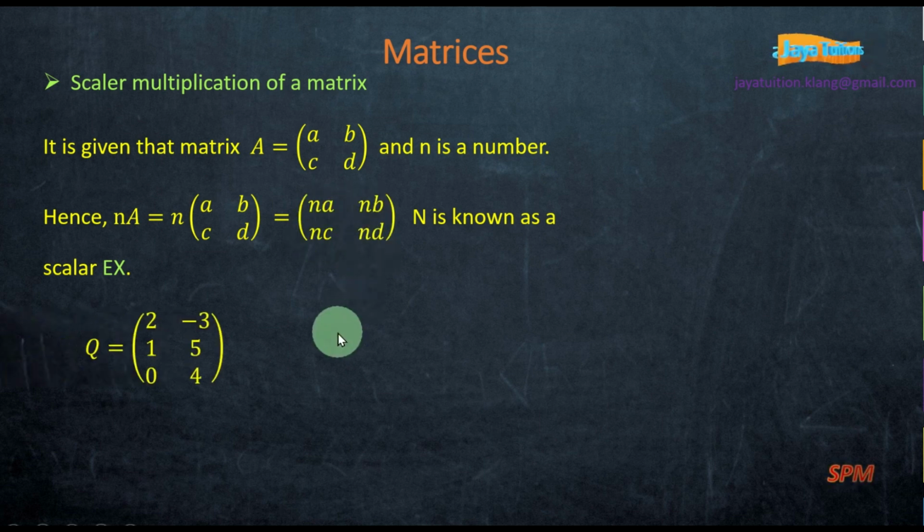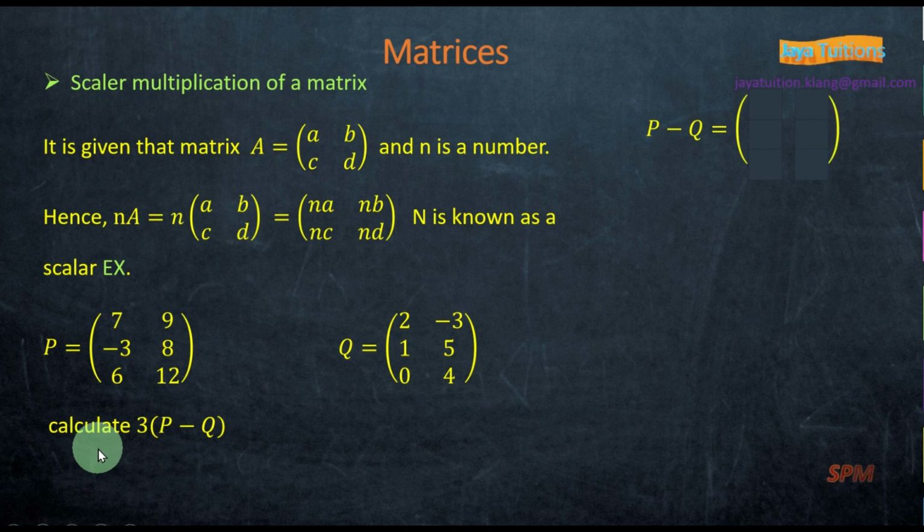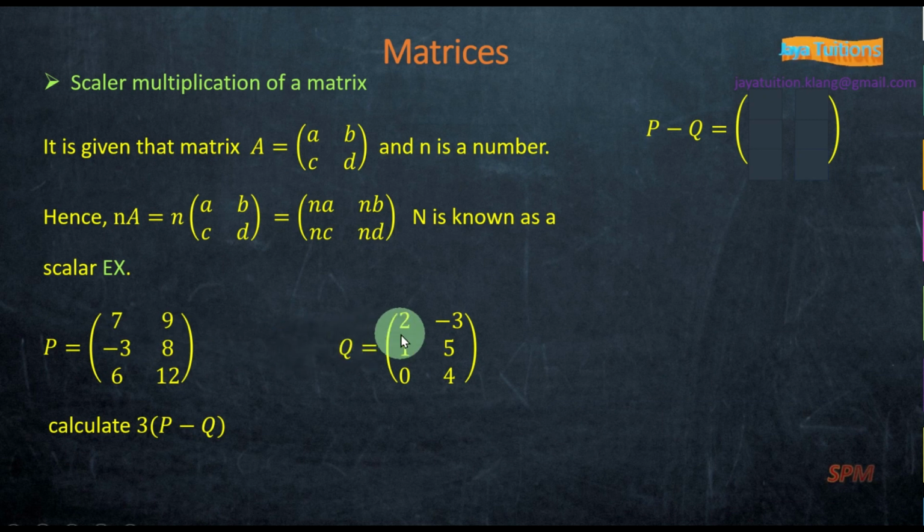Let us take an example over here. If P is the given matrix and Q is this given matrix, we want to find out 3 times P minus Q. So the first work is to find P minus Q. So we find P minus Q. 7 minus 2 should be equal to 5.